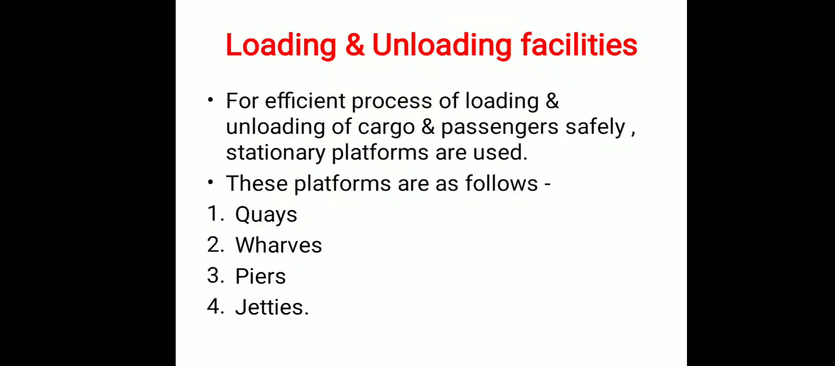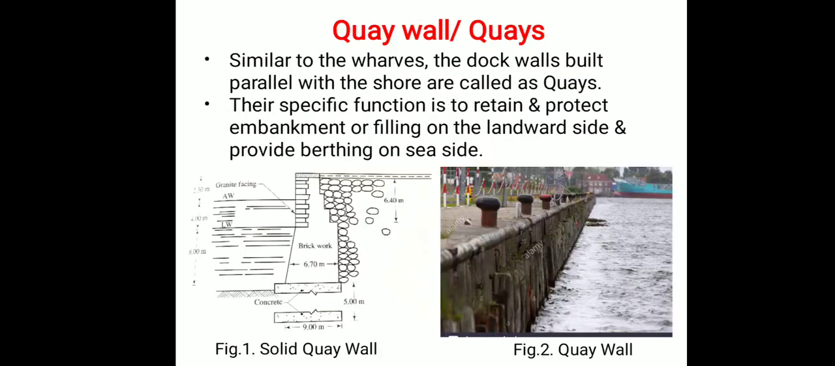So, loading and unloading facilities. For efficient and safe loading and unloading of cargo and passengers, stationary platforms are used, and these platforms are quays, wharves, piers, jetties, dolphins, fenders, etc. The first structure is the quay wall, which is also known as quays. Quays and wharves are similar, but the dock walls built parallel with the shore are called quays.